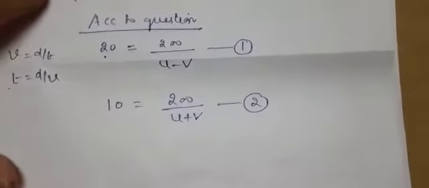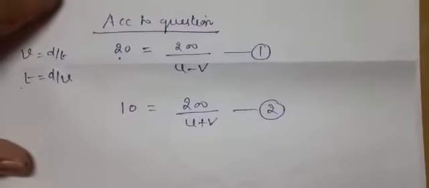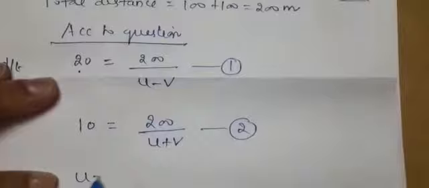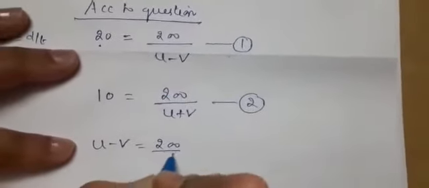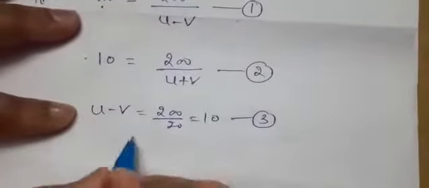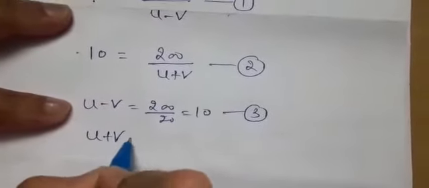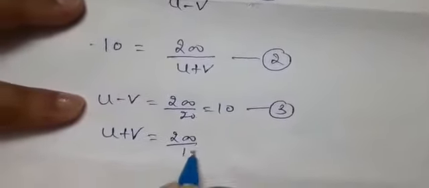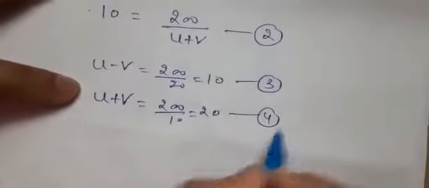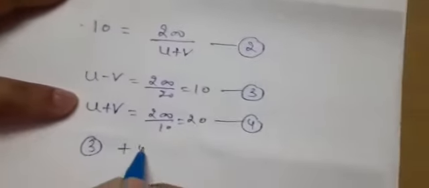Now this is a simple mathematical concept. You have solved it in the maths also. You can just solve this. Now when you will solve, rearranging equation 1, U minus V will come out to be 200 upon 20, that is 10. And rearranging the second equation, U plus V will come out to be 200 upon 10, that is 20. So add equation 3 and 4.